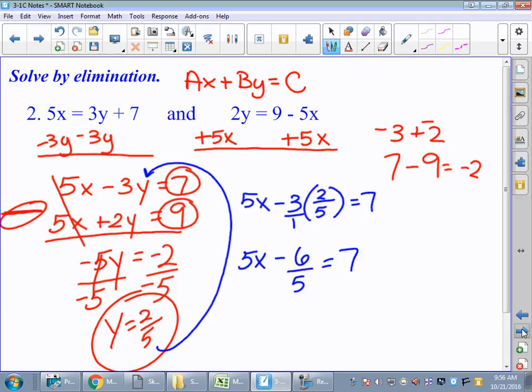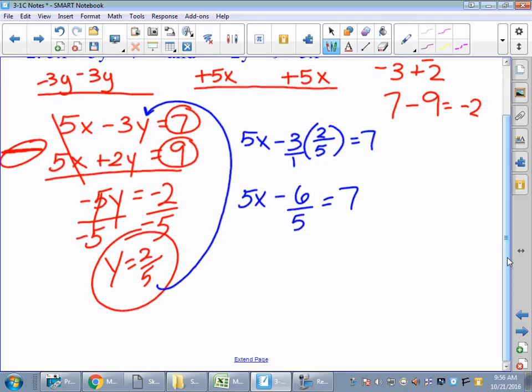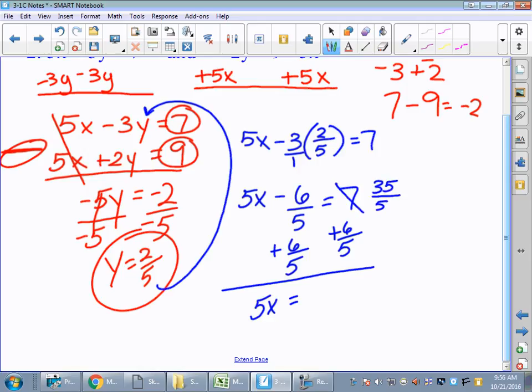And then we solve, so I need to add 6/5 to the other side. You can use a calculator. If you take 7 and you add 6/5 to it, I don't have a calculator available, so I'm just going to change 7 into 35/5. It's the same thing as 7, just in terms of fifths. You have 35/5 plus 6/5 equals 41/5.